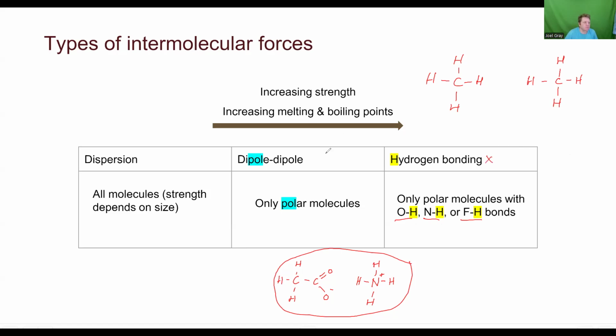Now, dipole-dipole. The important thing about this is that these molecules either have to observe a charge or be polar. Now, the question that you're asking, Kevin, or part of your question is, how do we know if it's polar or not? Now, whenever we talk about polarity, polarity is a question of electronegativity differences. So how much does one atom want electrons more than the other?